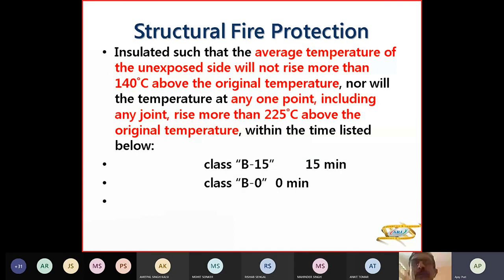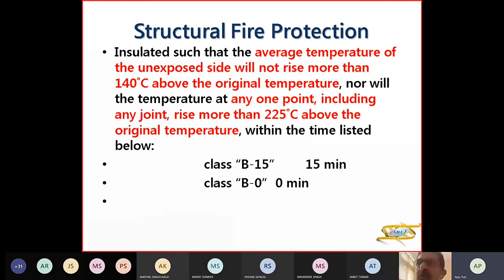In here, what about the unexposed side? So the insulation will be such that the average temperature of the unexposed side will not rise more than 140 above original temperature. But for any individual point, this temperature rise will be 225 above original temperature, as compared to A class bulkhead, which was 180 degrees above original temperature.